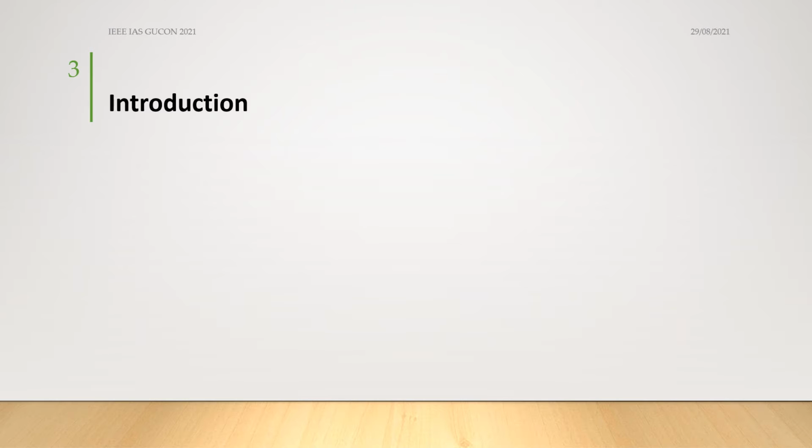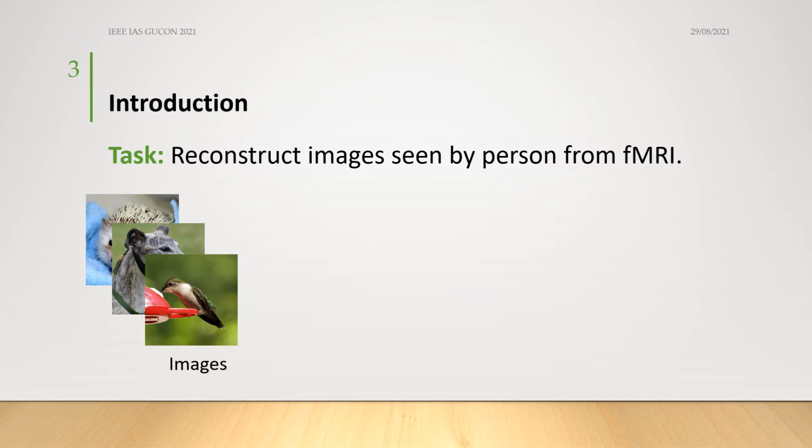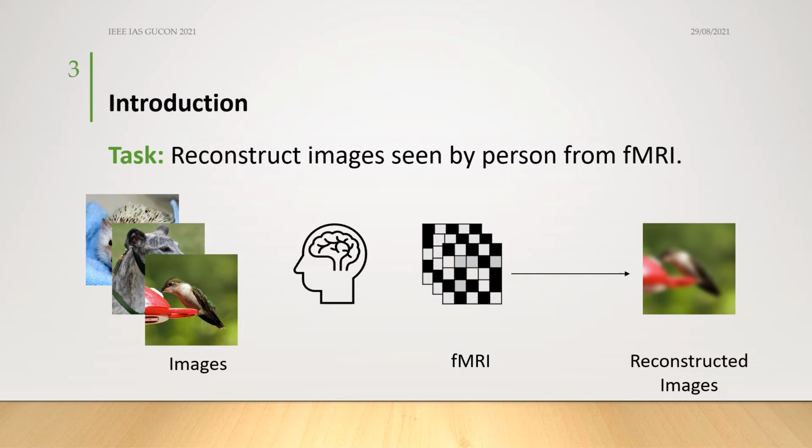So let's start with the introduction. What is the task at hand? What we want to do is to reconstruct images seen by a person from fMRI. When we look at images, neuron activations occur in our brain, which are recorded as fMRI signals. We want to reconstruct images given an unknown fMRI.